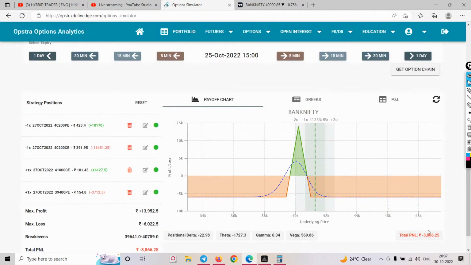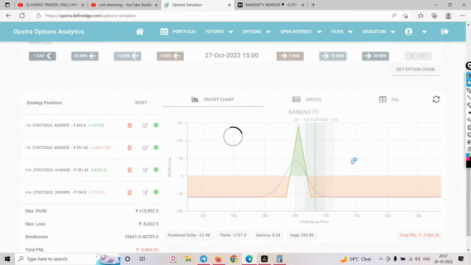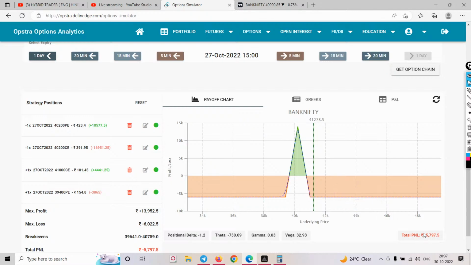Your loss is 3000 change. Next day, we all know the iron fly will give us the loss. That's it. Your loss is 5,000, almost the maximum loss. We are at 3. If you go to 330, your maximum loss would have been mitigated.